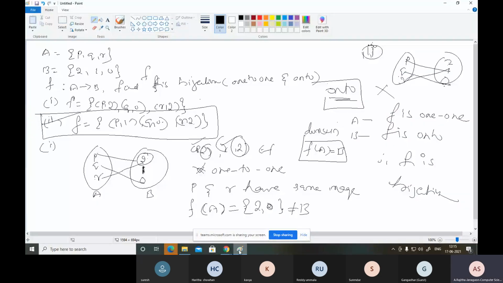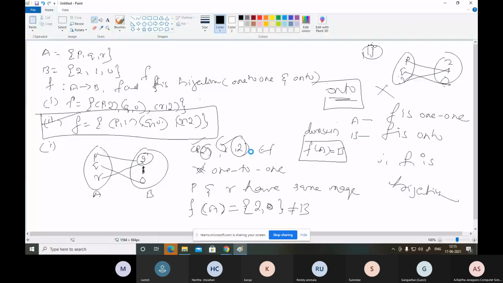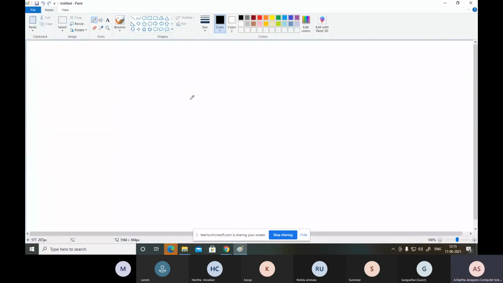Next question. Now one more question like this. Find whether the given following functions are 1 to 1 or onto or 1 to 1 and onto. That means bijection. It is nothing but bijection.